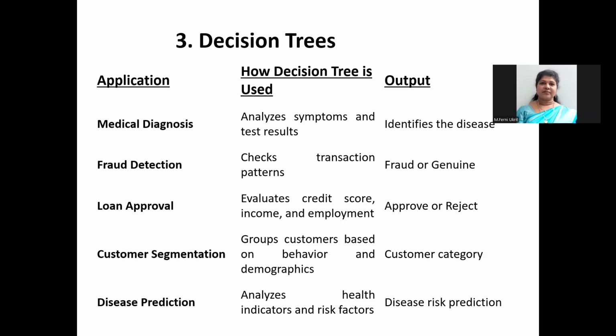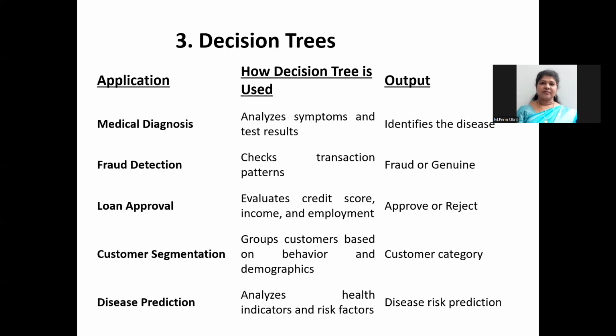Then the loan approval. Here also a decision tree is used, based on the credit score, income, and employment. If the credit score is above 700, then it is yes. Then is the monthly income above 50,000? Yes, that is also right. Then does the applicant have a permanent job? Yes. If all these things are satisfied, the decision will be to approve the loan. And if any one of them is not right, then the loan will be rejected.